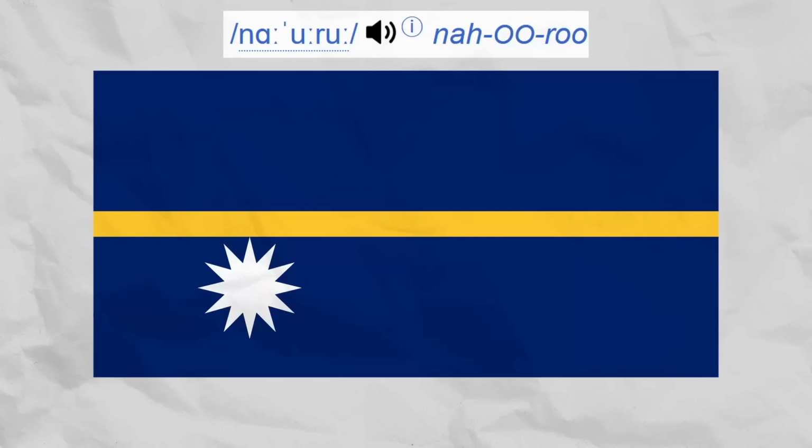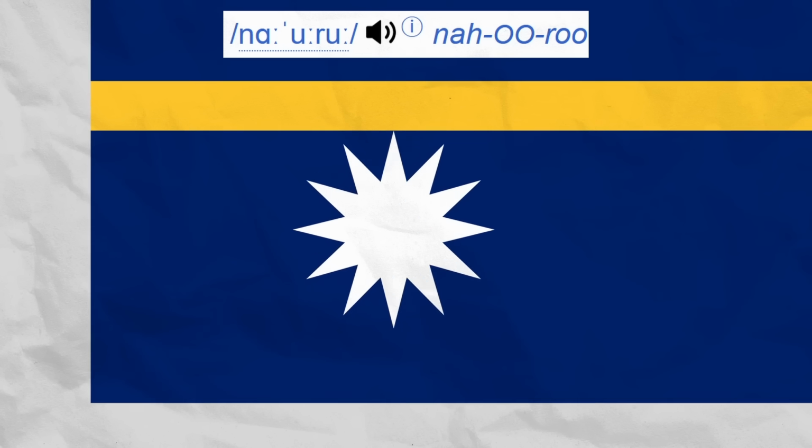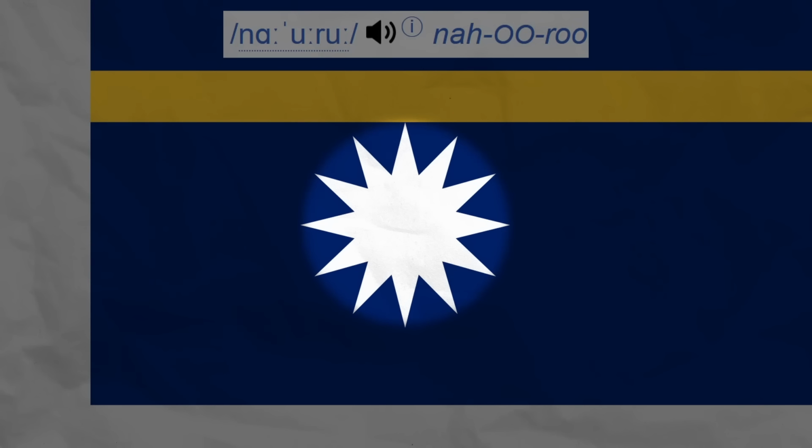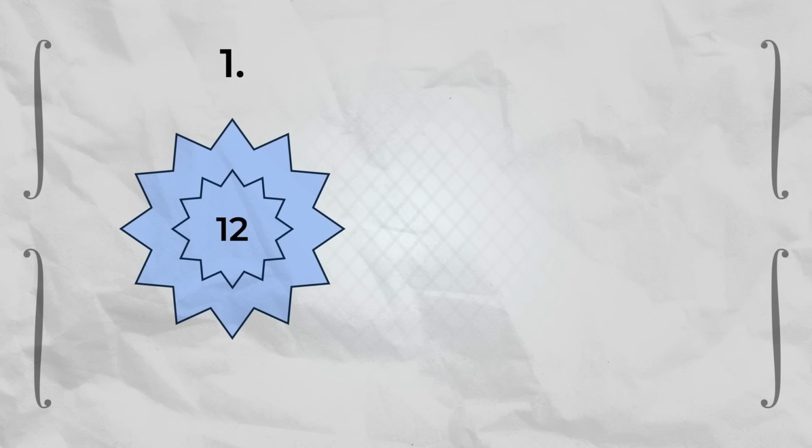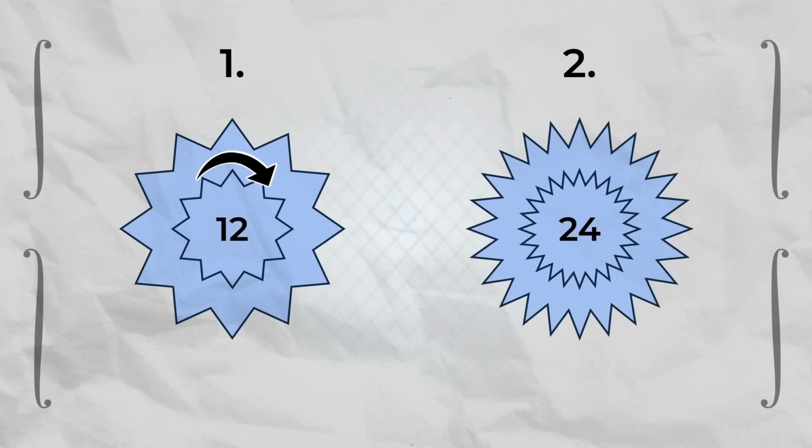Okay, next up, Nauru. This time it's a 12-point star. Again, we need one shape for outer points and one for inner points. Here's another exercise. How do we draw that 12-point star? So we have option 1, use 2 12-point stars and rotate one of them. Option 2, use 2 24-point stars.